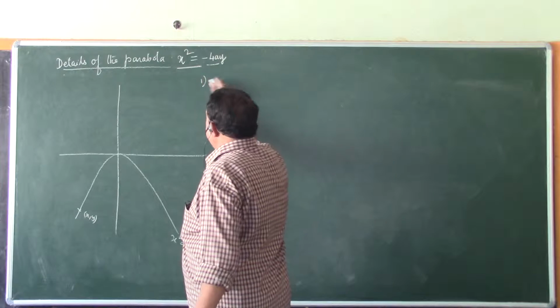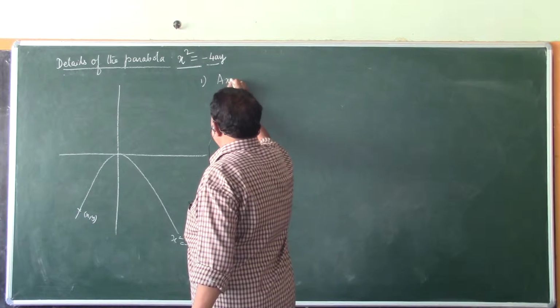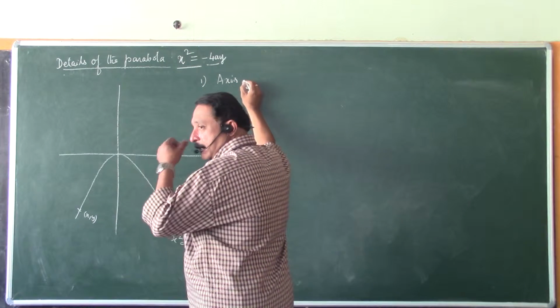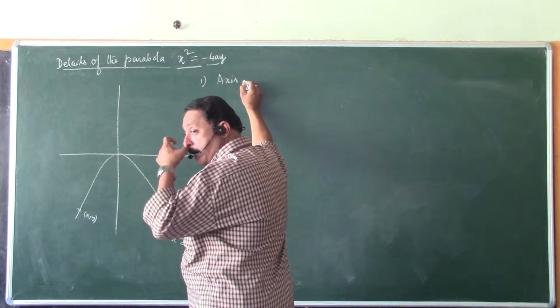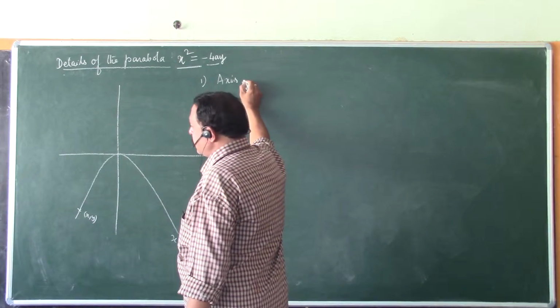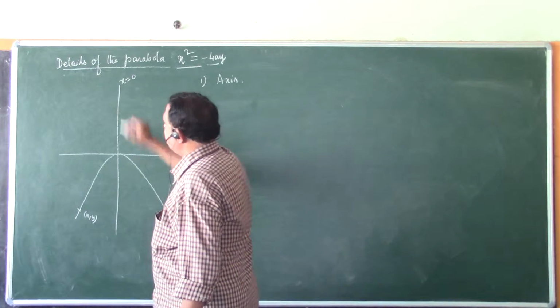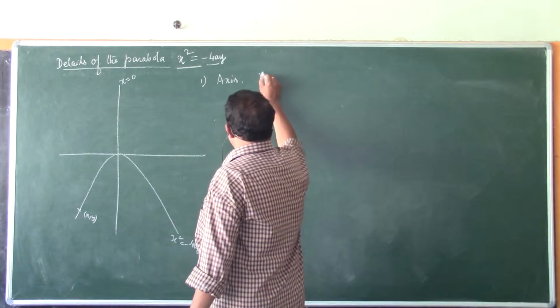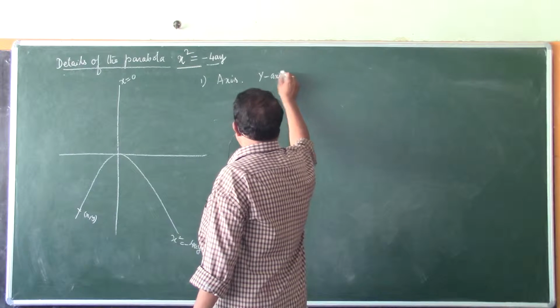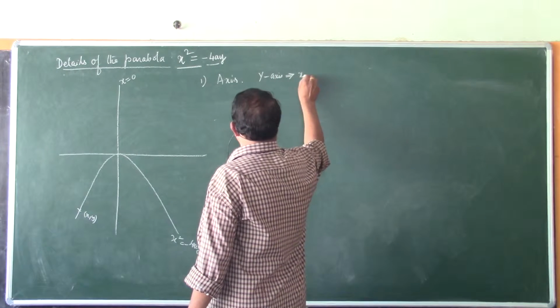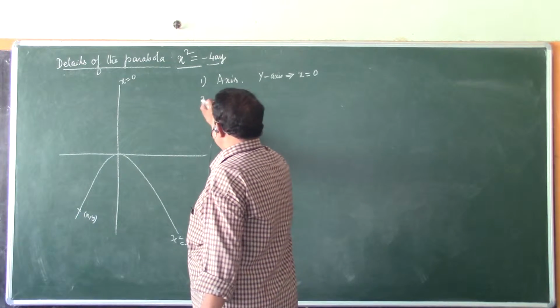So if you now write the details, what is the axis? Axis means what? It is the line which divides the parabola into two equal parts. Which line is dividing? Y-axis. And what is its equation? x equals 0. So axis is y-axis, which implies x equals 0.